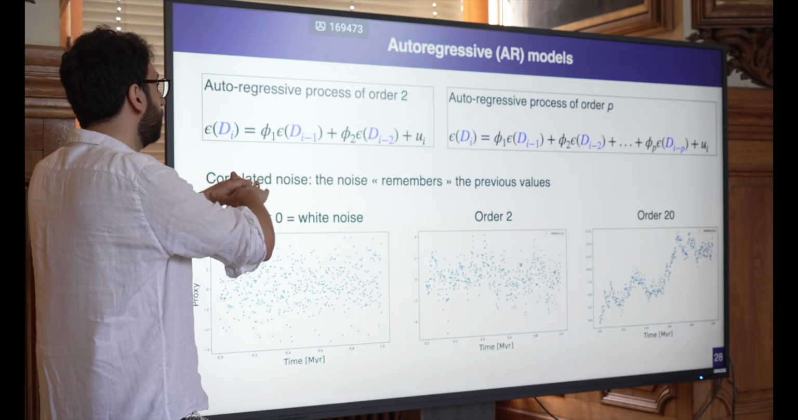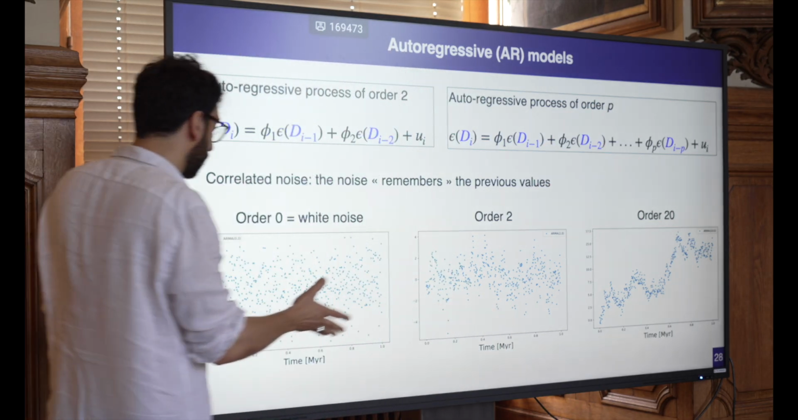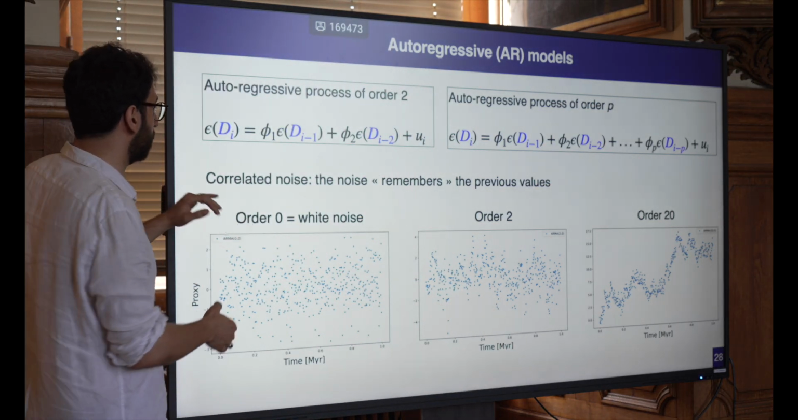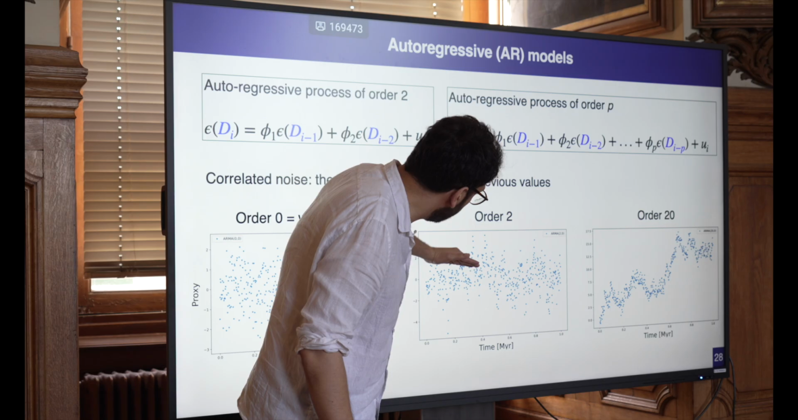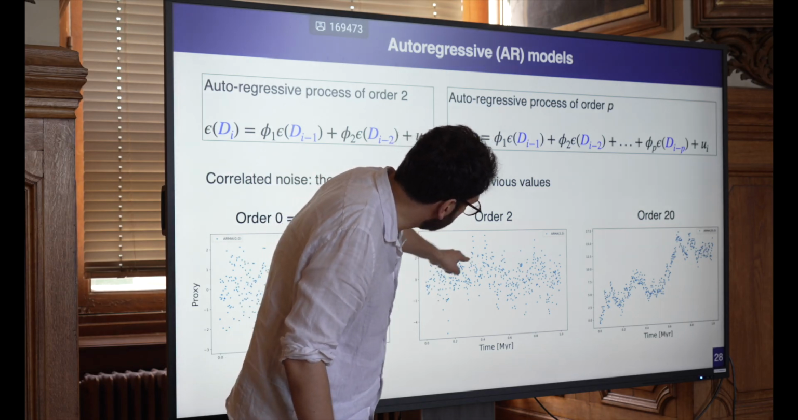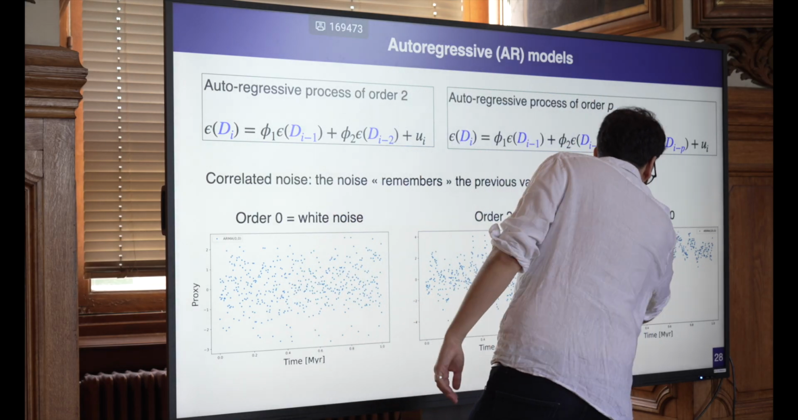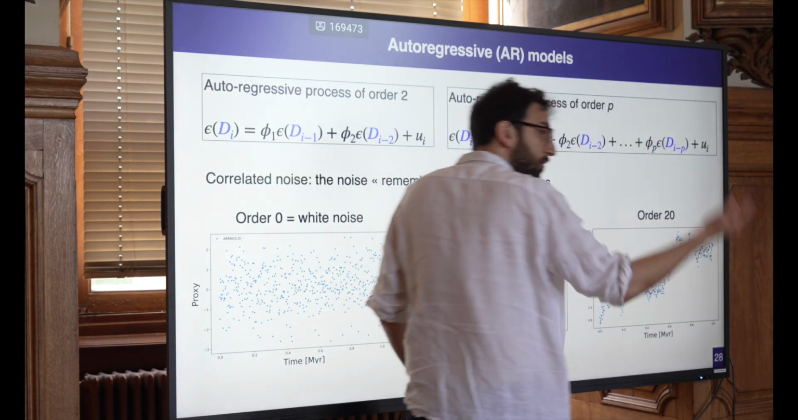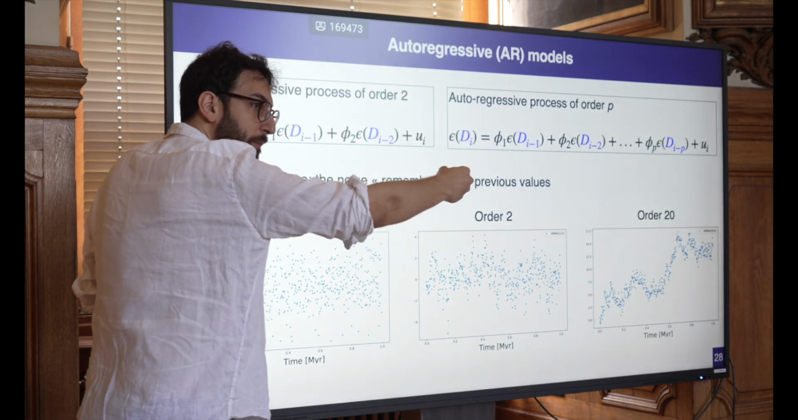So in principle, you could have autoregressive processes of higher orders. And this is an example of what it would look like. If you have order 0, it means that each value of the noise is a new generation of a random Gaussian variable. Then you see it's white noise. You have no particular pattern. Order 2, you start to see that you have some remembrance of what the previous values of the noise were. And if you go to order 20, now you see that the noise remembers at large scales what the value of the noise was. So it makes the noise vary with a lower frequency.